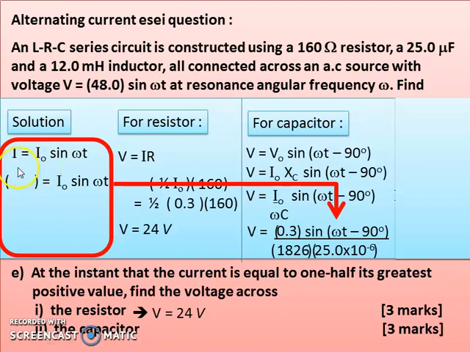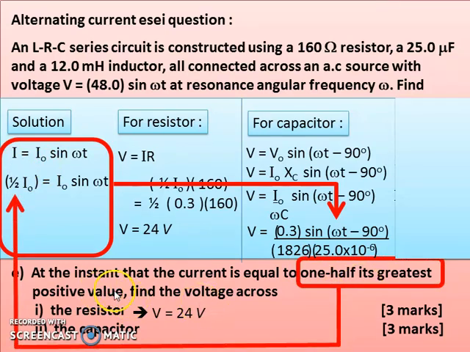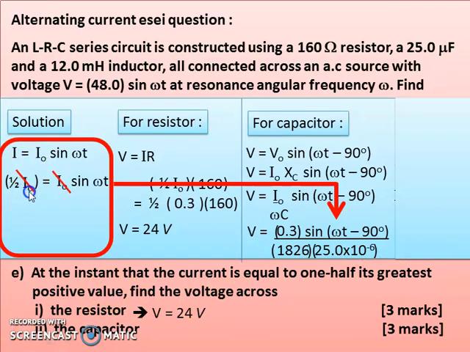Now substitute I into the equation. 1/2 its greatest positive value means half I naught. So cancel out the I naught. Therefore sine omega t equals half. And omega t equals 30 degrees and 150 degrees. There are 4 quadrants. For positive value, the 2 quadrants, 30 degrees and 150 degrees, will give you a positive value of sine.